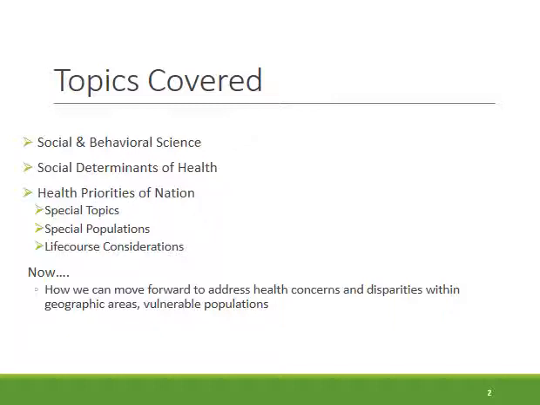Just to overview where we've been together this term, we started out with the general historical overview of social and behavioral science as they relate to public health in general and the importance of it as a branch of science. We've looked at social determinants of health and specific topics related to disease, preventable causes of mortality, injury, disability. We've looked at special populations. We've looked at developmental ages across the life course.